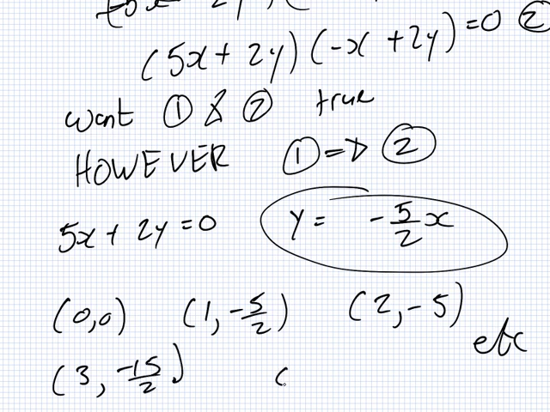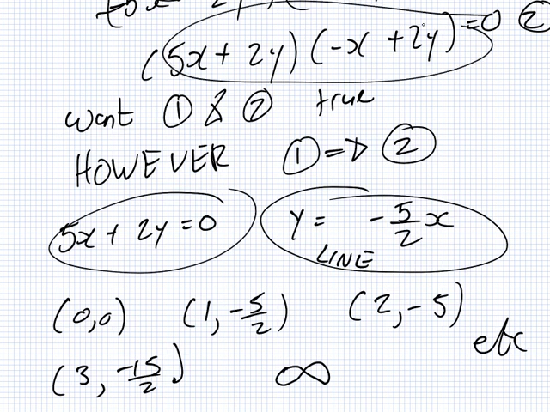So this is why I said infinite solutions, because you can pick any point on this line and both equations will be true, because if this is true, then this is true, and if this is true, then this is also true. So this is why I said infinite answers. Any point on this line will solve the system. Does that make sense or not?